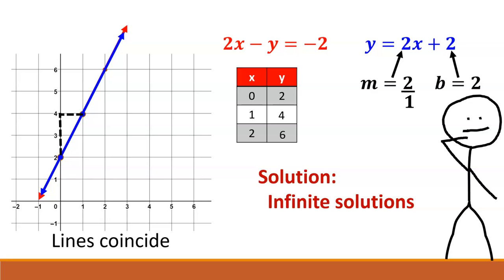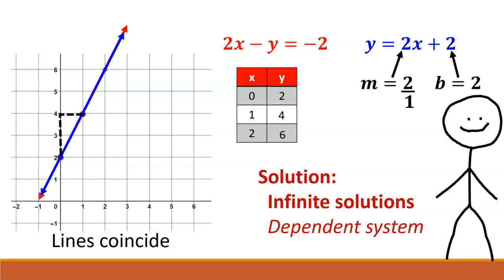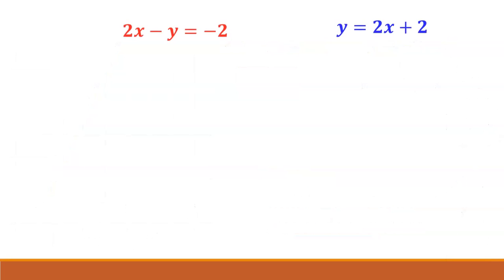We could also describe this system of equations as a dependent system. A dependent system of equations has infinite solutions because the lines coincide. Now let's look at 2 other methods for solving this same system, and these are methods that don't involve graphing. The first one is solving by elimination.